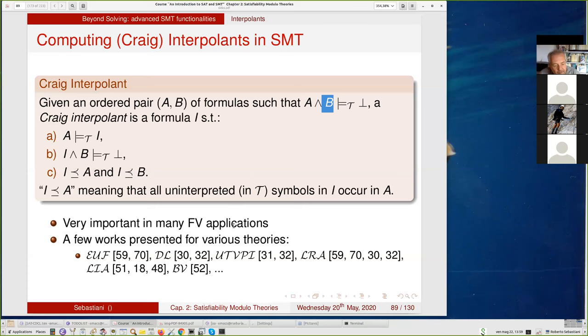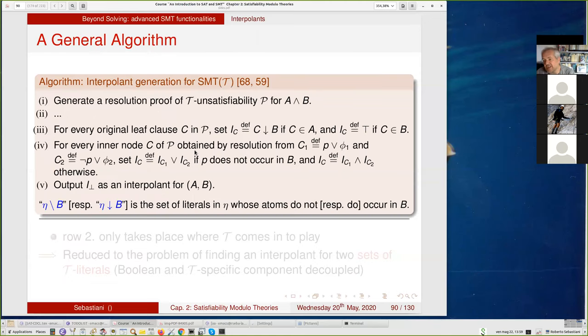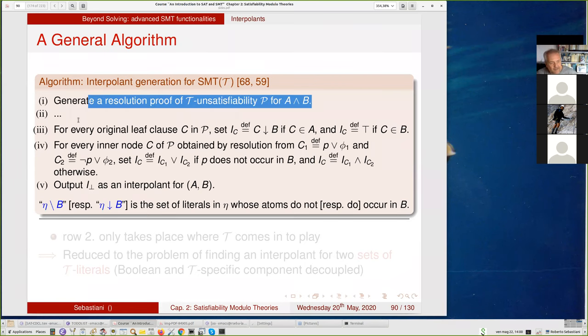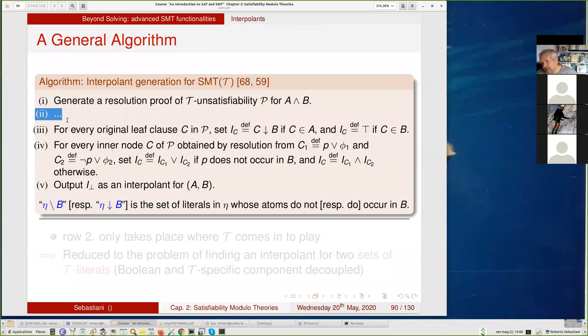This is very important, in particular in software verification. There are some works for various theories. The point is that we have to develop techniques for theory specific and also for theory combination. The idea behind that is a generalization of the algorithm that we showed last week. If you remember, there is a step two which is empty when you are dealing with pure SAT. You have to do something here if we are dealing with more expressive logics than SAT.